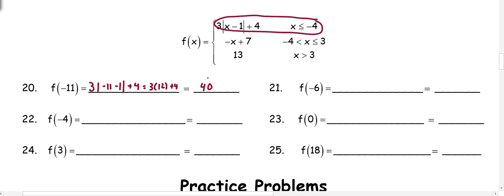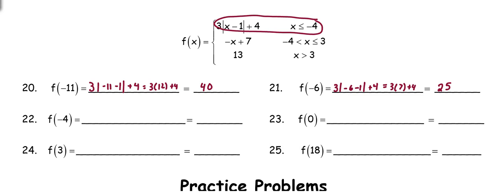The next f of x we have is -6. Well, -6 is also less than -4, so we're going to use that same equation. 3 times the absolute value of -6 minus 1 plus 4. Well, -6 minus 1 is -7. The absolute value is 7. We have 3 times 7 plus 4. 3 times 7 is 21, plus 4 gets us 25.